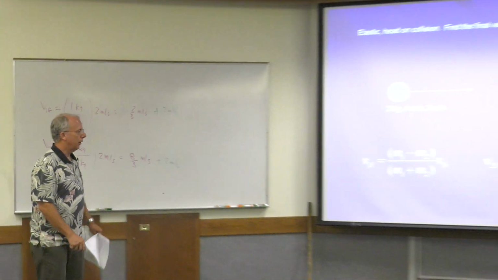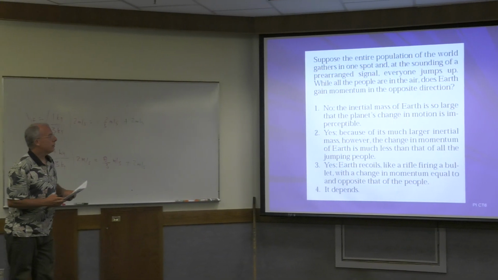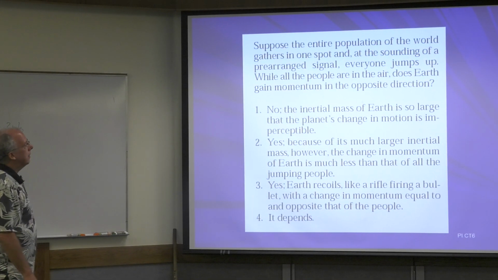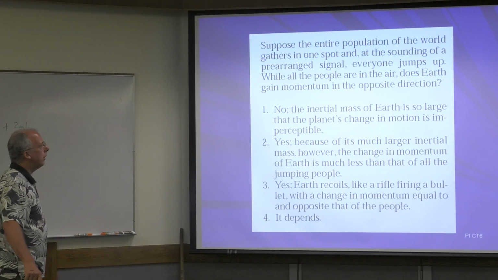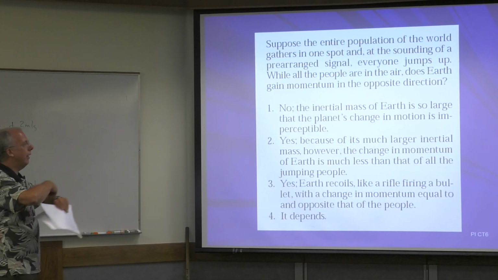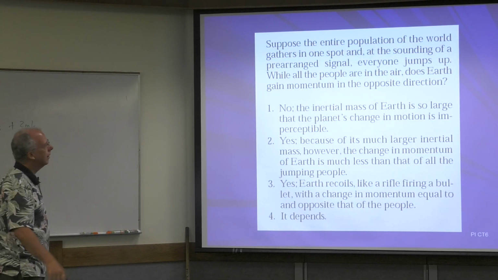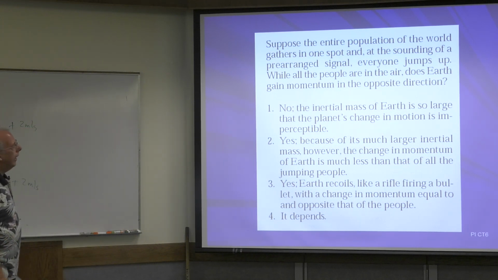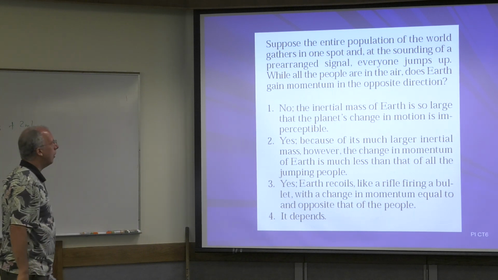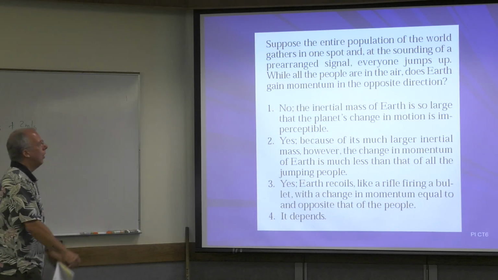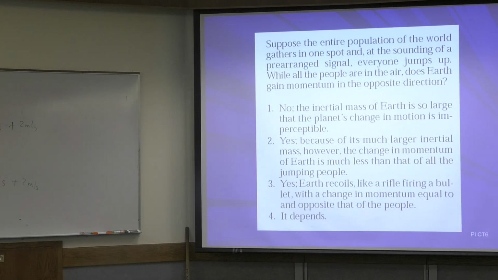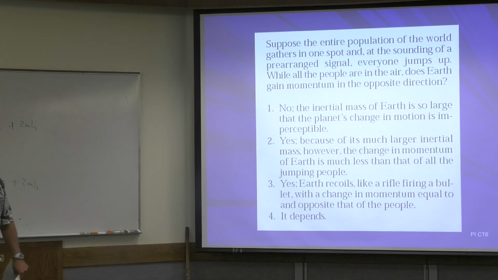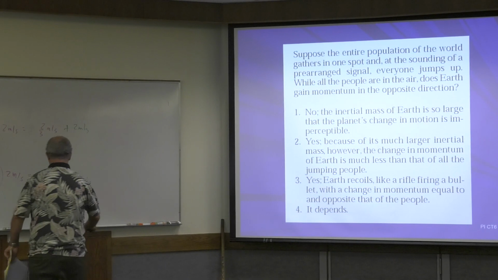Here is a question for you. Suppose the entire population of the world gathers in one spot, and at the sounding of a prearranged signal, everybody jumps. So everybody comes to Hawaii. Bad idea. Coronavirus, all right? Okay, everybody comes to Hawaii, and they make a sound, and everybody jumps. While all the people are in the air, does Earth gain momentum in the opposite direction? So please pause your video and figure it out.